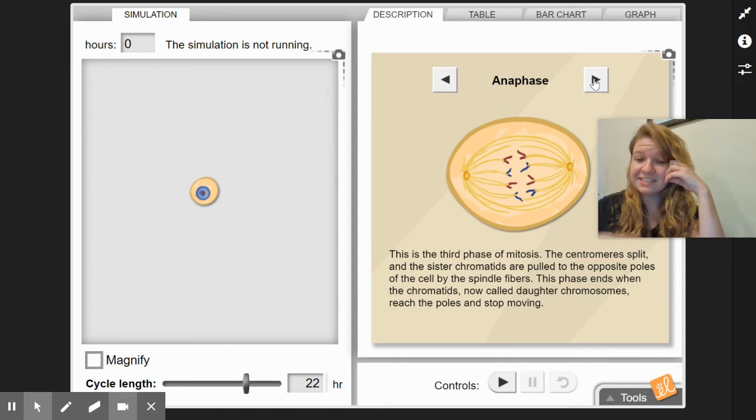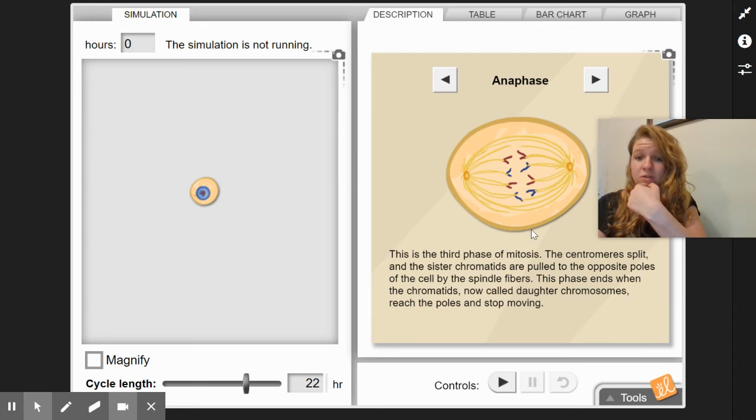Moving on to anaphase, this is another easy one. Anaphase, apart. That's when those chromatids pop apart. So this is our third phase. We have prophase, metaphase, now anaphase. The centromere splits. The sister chromatids are pulled to opposite poles. That means to the opposite parts of the cell. And this phase ends when the chromatids, now called daughter chromosomes, reach the poles and stop moving.